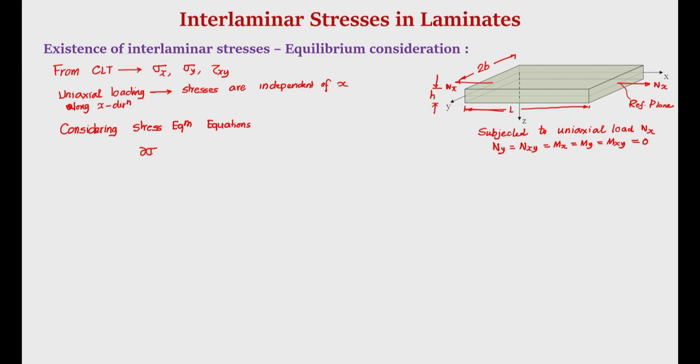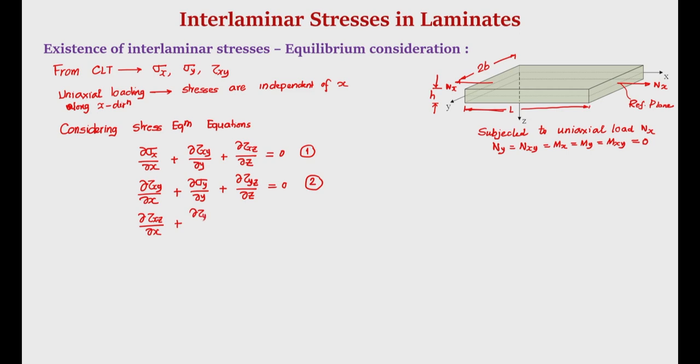The first equation is del sigma x del x plus del tau xy del y plus del tau xz del z is equal to 0, neglecting body force. In the absence of body force, this is the first equilibrium equation. Similarly, the second equilibrium equation is del tau xy del x plus del sigma y del y plus del tau yz del z is equal to 0. And similarly, the third equation is del tau xz del x plus del tau yz del y plus del sigma z del z is equal to 0.